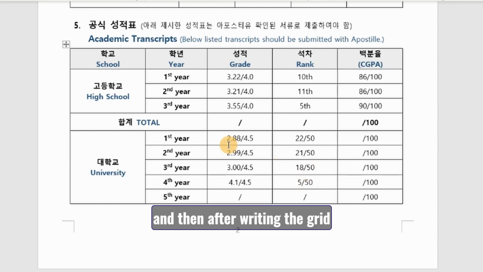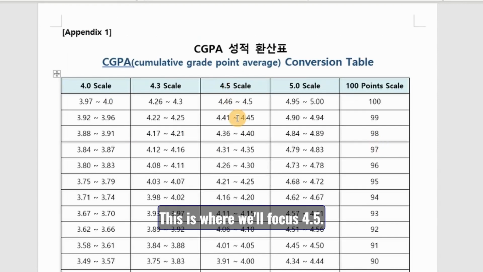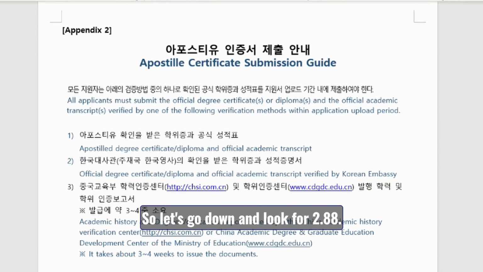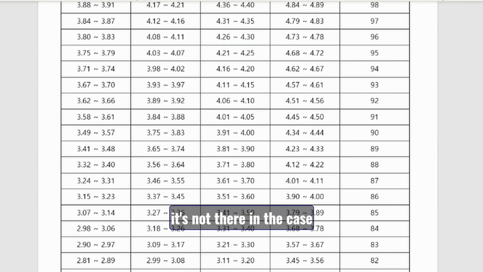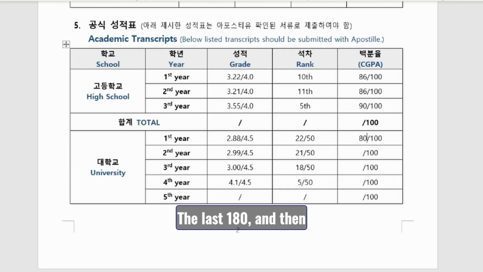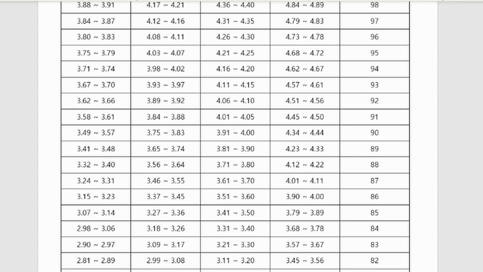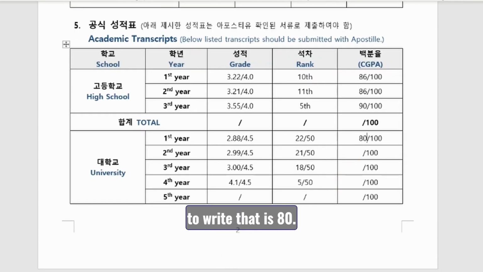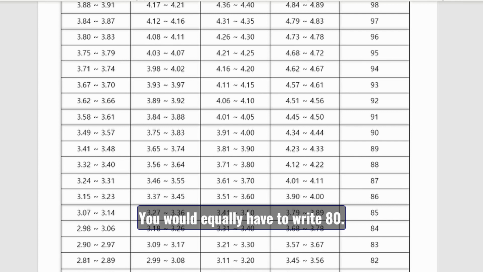And then after writing the grade like this, you have to convert it to the scale of 100. This is where we will focus, 4.5. So let's go down and look for 2.88. If you look here, strange enough, it's not there. In the case where it's not there, write the last one, 80. And then the next one is 2.99. It is between 2.91 to 3. You would equally have to write 80.